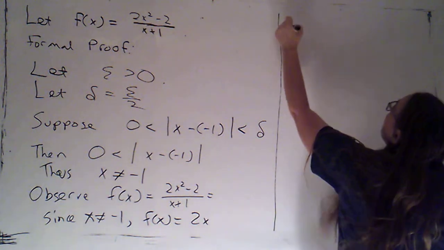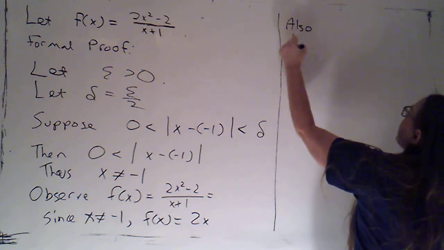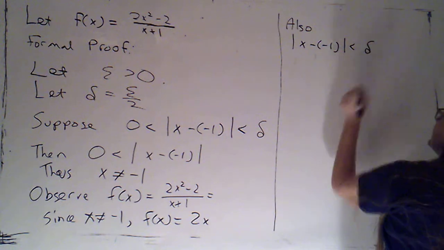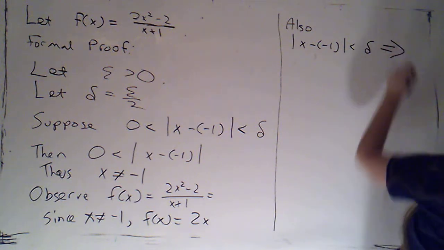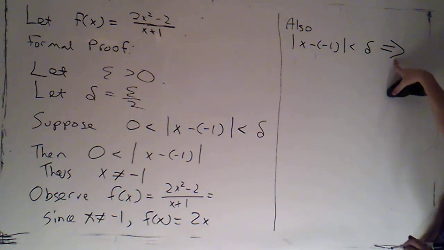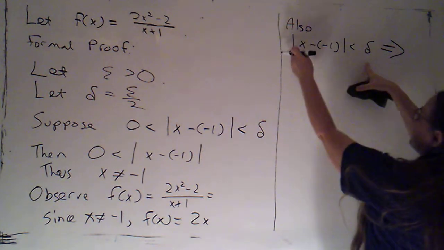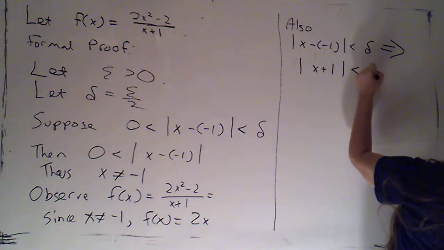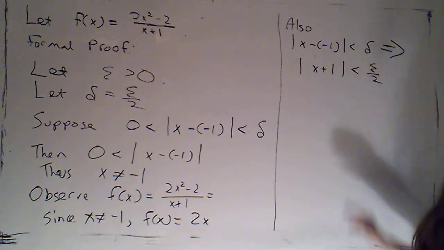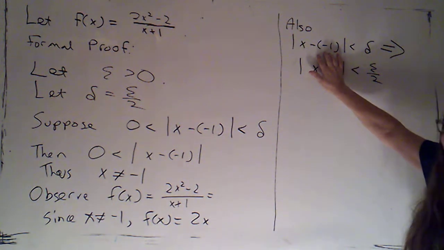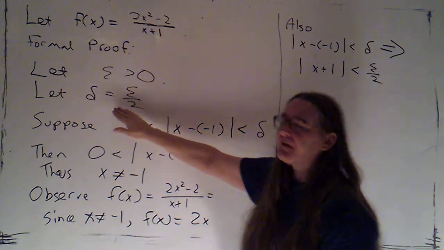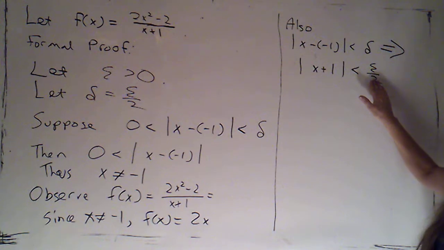Okay. Also, the absolute value of x minus negative 1 less than delta implies, I can use this implication arrow if I like to. That just says if this is true, that can be simplified to the absolute value of x plus 1 is less than epsilon over 2. All I did here is say subtracting negative 1 is the same as adding 1, and since we'd introduced that delta was epsilon over 2, I can replace it with that.